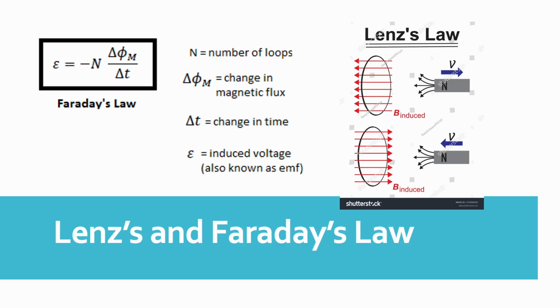There are 2 relevant laws in the understanding of inductors. Faraday's law states that the electromotive force, EMF, induced in a closed circuit is directly proportional to the rate of change of magnetic flux through the circuit. Lenz's law describes the direction of the induced current in a closed loop. It states that the induced current will flow in a direction that opposes the change in magnetic flux that produced it. Lenz's law is often expressed as the negative sign in Faraday's equation, indicating opposition of direction.